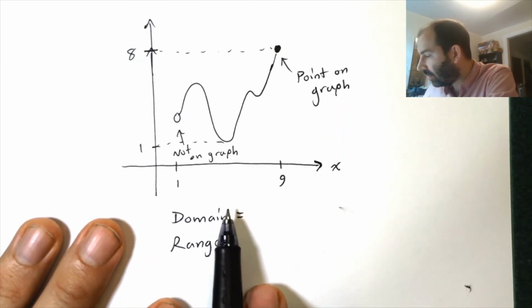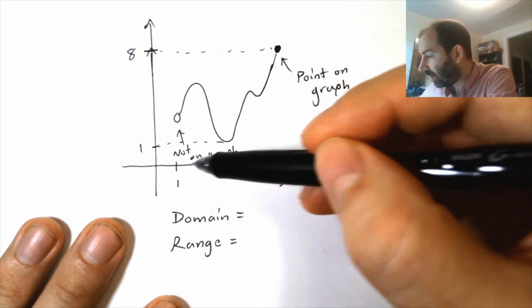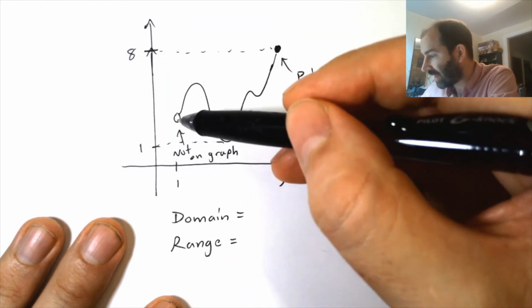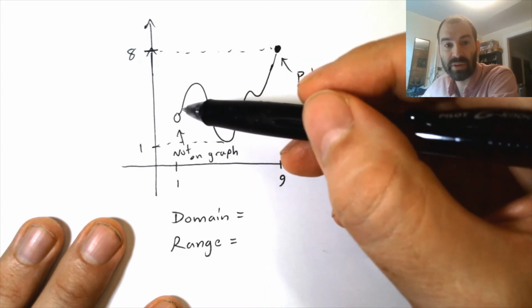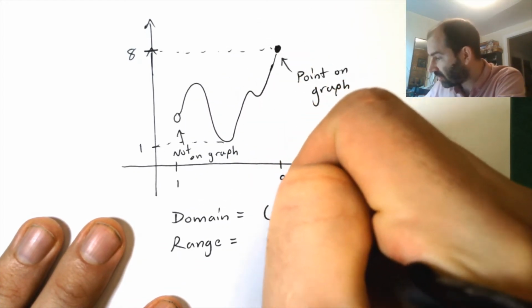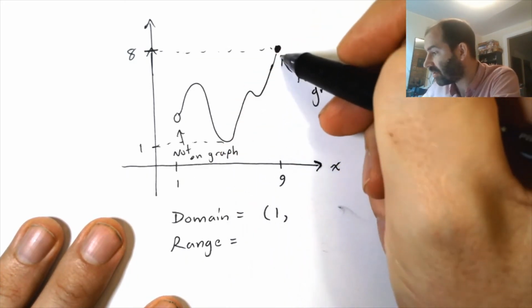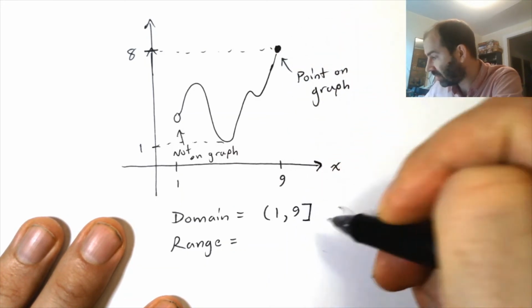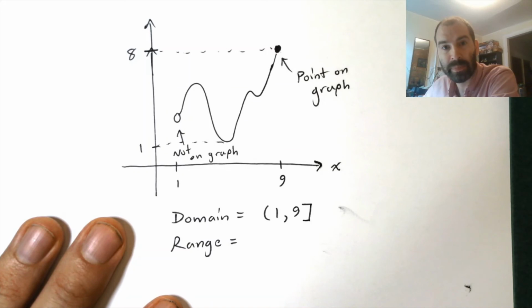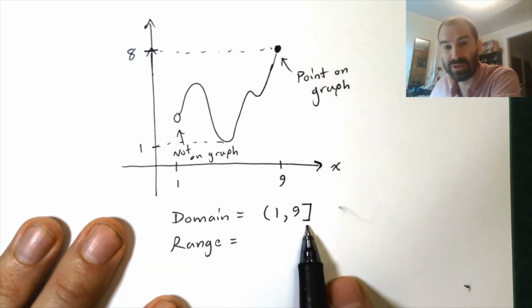Well, the domain are the set of x values that have a graph above or below them, right? Well, 1 does not, because that point's not on the graph. But as soon as I go to the right of 1, I do hit the graph. So the domain starts at 1 but does not include 1. And it goes up to 9, and it does include 9 because this point is on the graph. So I use a square bracket around 9. So that's my domain, the interval 1 to 9. Well, it's open on the left, closed on the right.